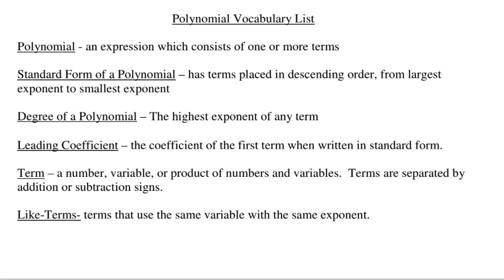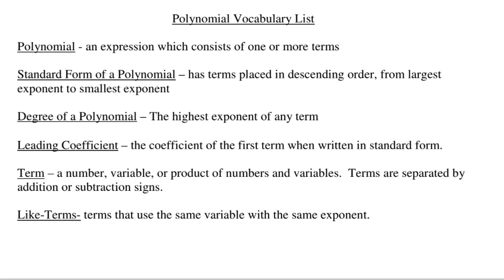So the first one is a polynomial. A polynomial is an expression which consists of one or more terms. So again, an expression, all those things that you sorted were expressions. There were no equal signs, which would make them an equation. So a polynomial is one or more of those things put together.